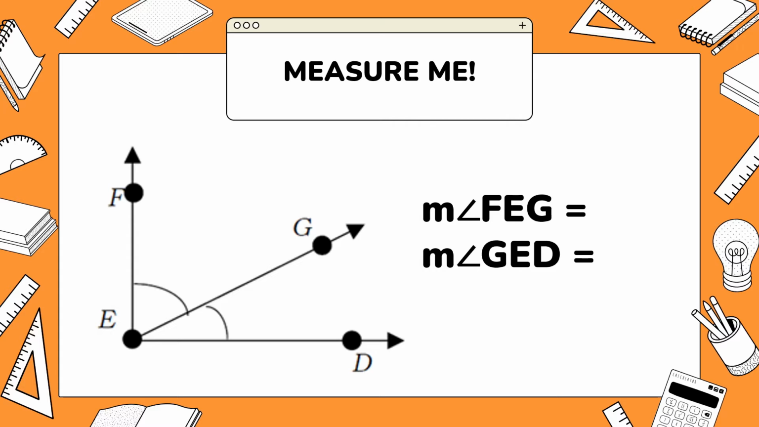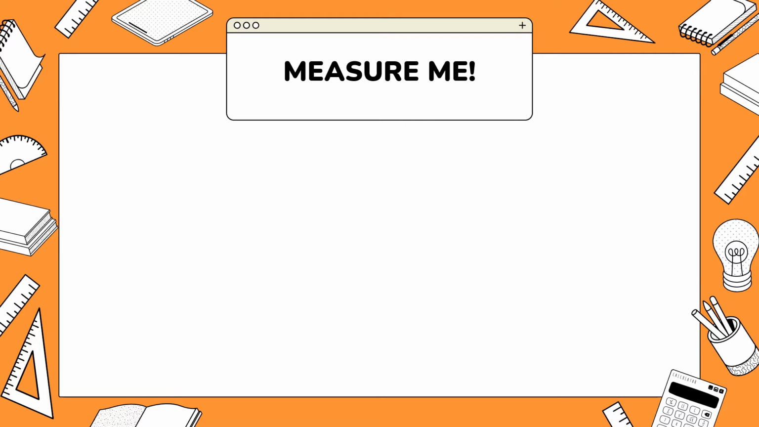Okay, let's see if you got the correct measurements. Now for angle FEG, its measure is 60 degrees. Now for angle GED, we got 30 degrees. Very good. Next example.